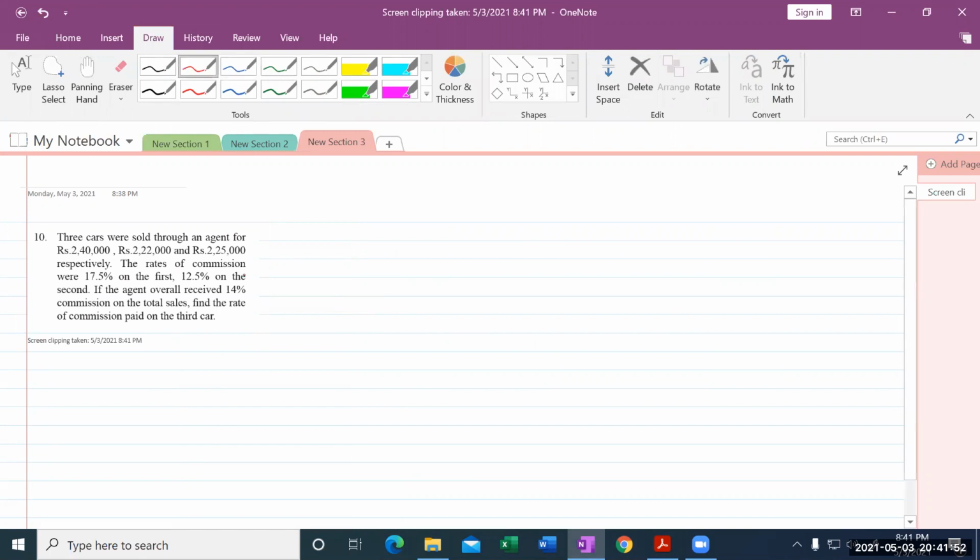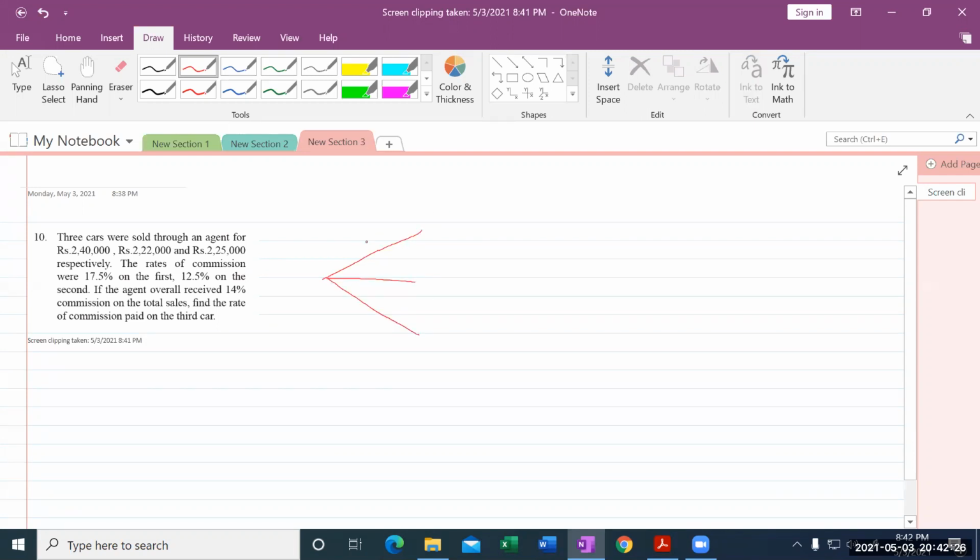Three cars were sold through an agent for rupees 2,40,000, 2,22,000, and 2,25,000 respectively. The rates of commission charged were 17.5% on the first and 12.5% on the second. If the agent overall received 14% commission on the total sales, find the rate of commission paid on the third car. So in this question, I'll represent the question in diagrammatic form.